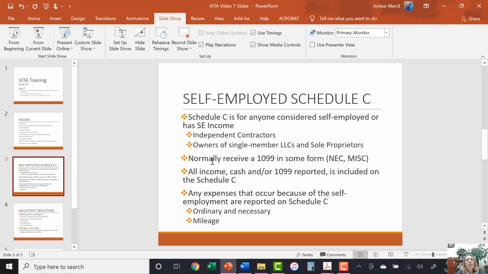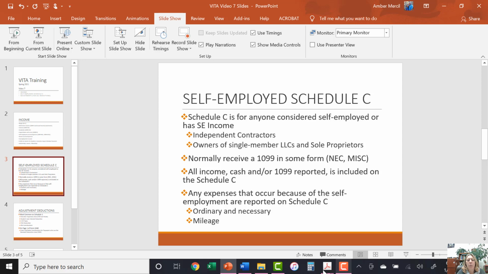So these are for independent contractors or owners of single member LLCs or sole proprietorships. Normally in order to report income, they get a 1099 in some form. Not always. Sometimes they just have cash income, and that's okay. It's still reportable. Every source of income when you're self-employed or have independent contractor status, you have to report it all. Any expenses that you want to put on your Schedule C need to be ordinary and necessary to whatever the activity is. So not personal in nature, but ordinary and necessary to the business. A common one is mileage, and I'll talk about that here in a second.